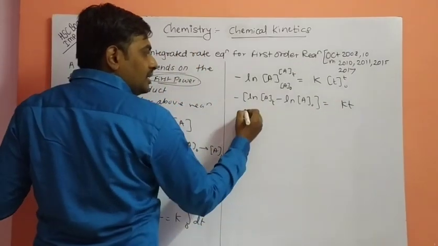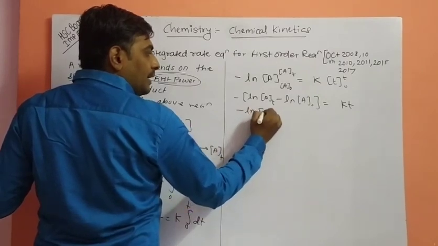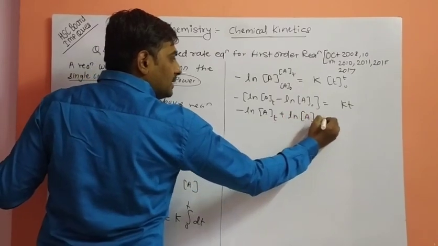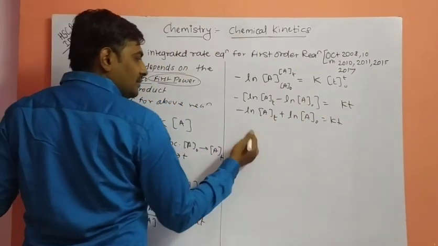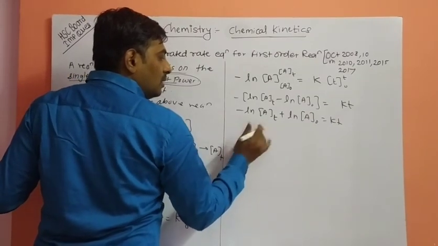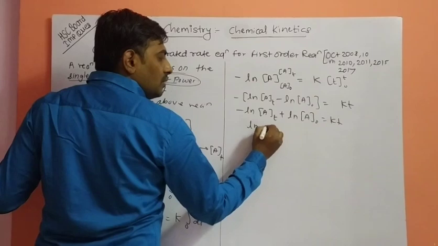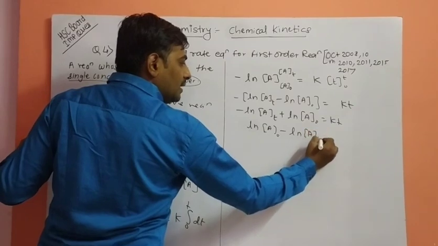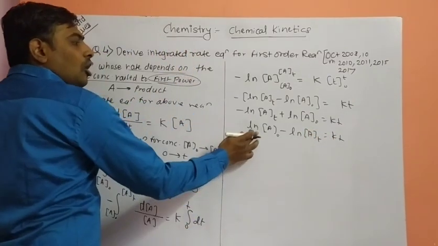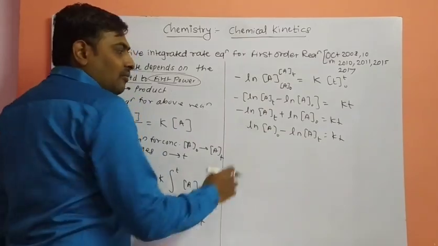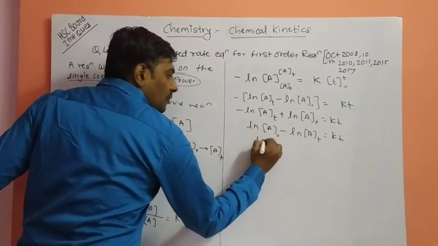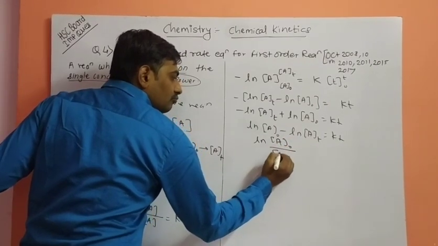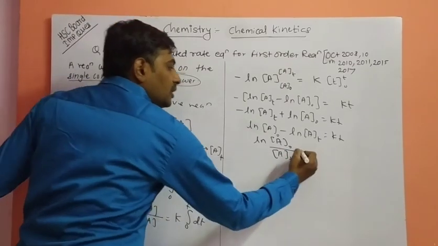So when this term is shifted to the inner side, ln of At plus ln of A0 is equal to kt. Can we shift here? Yes, we can shift here. Can we write it like this: ln of A0 minus ln of At? Yes, we can write. So log of A minus log of B, or ln of A minus ln of B, is ln of A upon B is equal to kt.